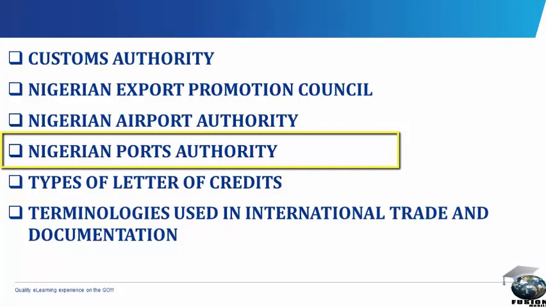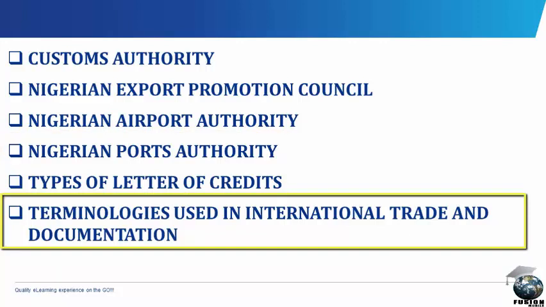They provide accommodation for immigration, customs, shipping companies, and the police operating at the port. They provide security to monitor movement of ships, cargoes, and people within and around the nation ports. Some terminologies used in international trade and documentation includes bonded warehouse, which we've treated earlier, and we said it is a place where goods whose custom duties have not been paid are stored until they are settled. It is usually located at the port.